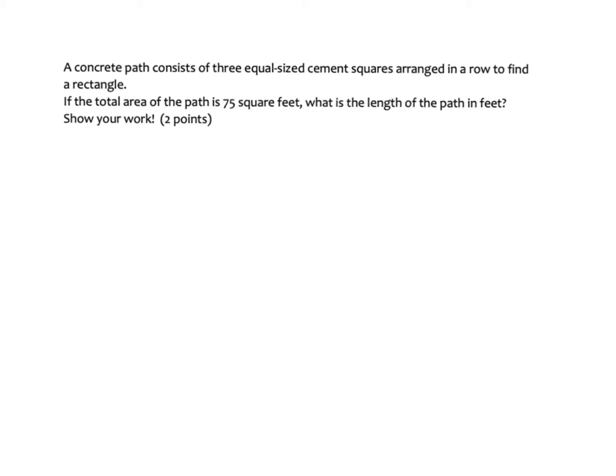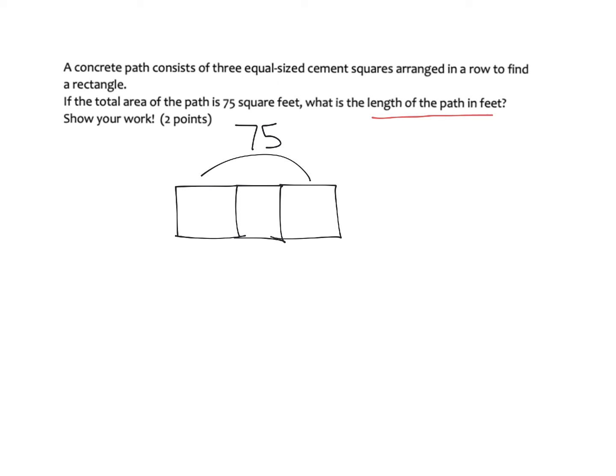All right, this next one, definitely put in your notes. This was a hard one on the review you guys did. So it says a concrete path has 3 equal-sized squares arranged in a row. So here's a square, here's a square, here's a square. Pretend they're equal. It says the total area of the path is 75. So that means all 3 of those are 75. I want to know what is the length of the path in feet. That means I want to know how long it is total across the bottom.